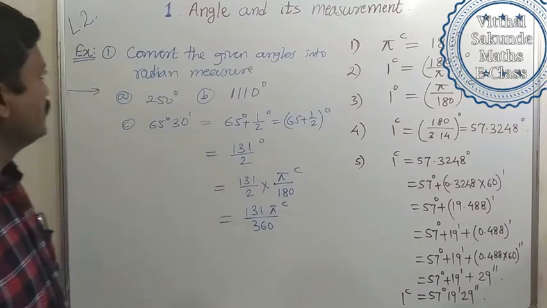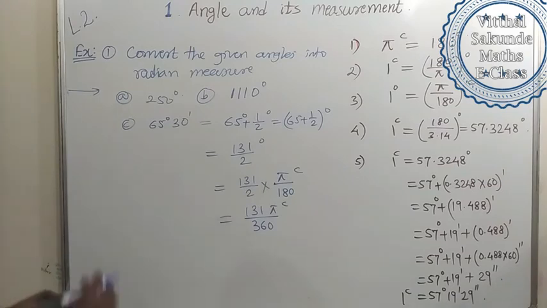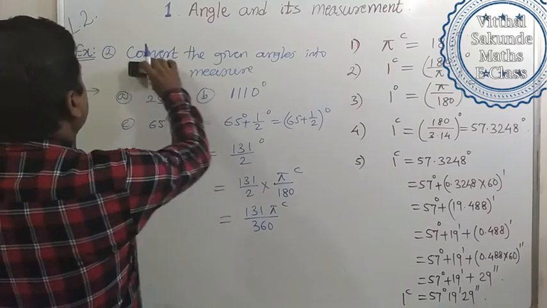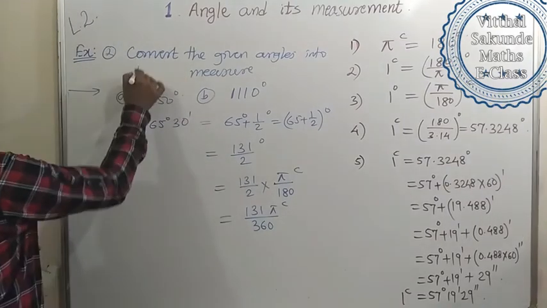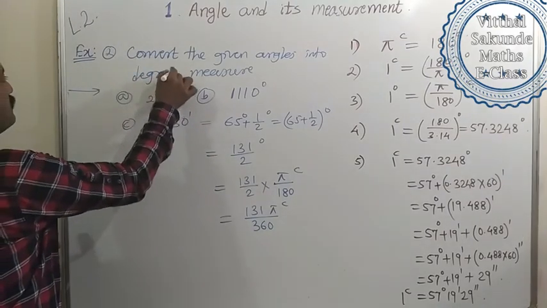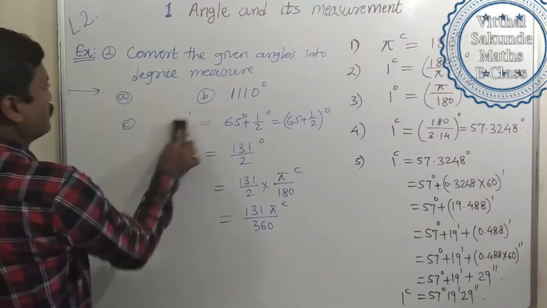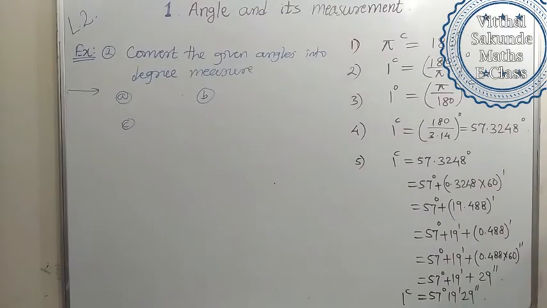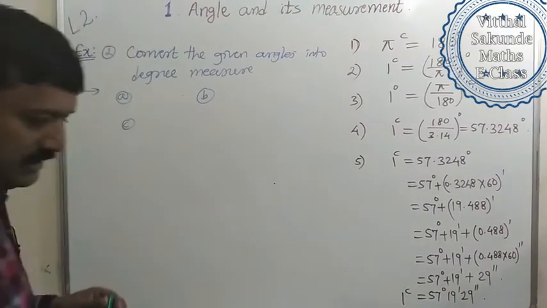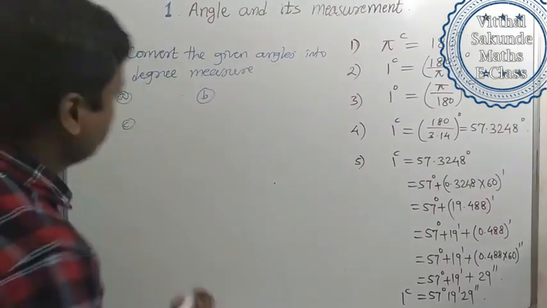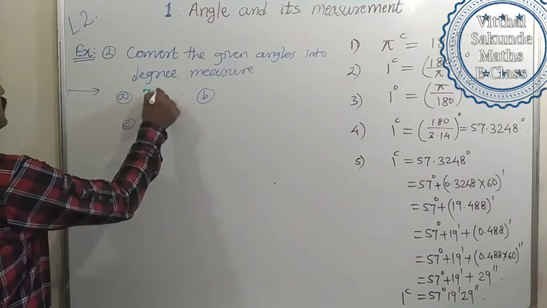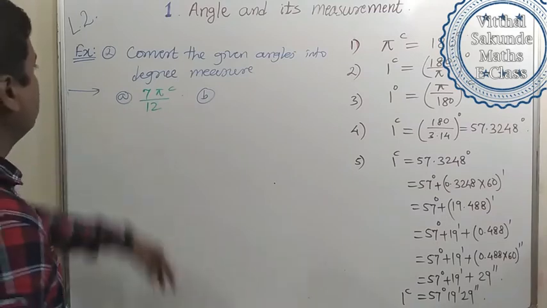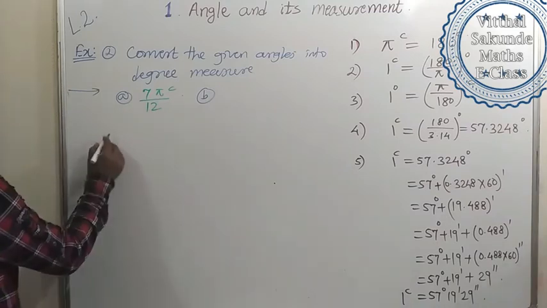Okay, let us see the second type of example: convert the given angle into degree measure. Let us see example number 2. Here given is 7 pi by 12 radian. That we have to convert into degree measure.